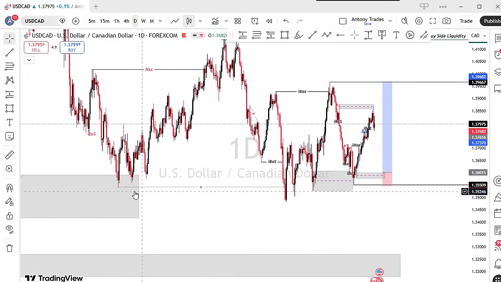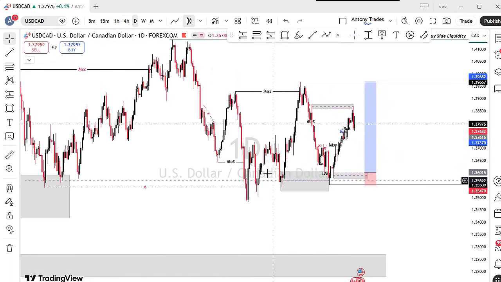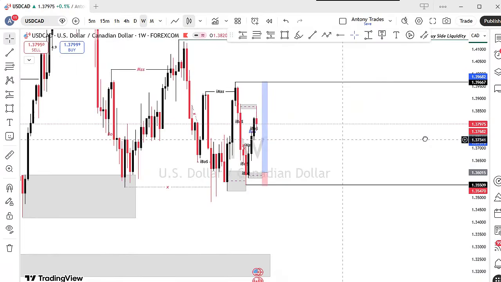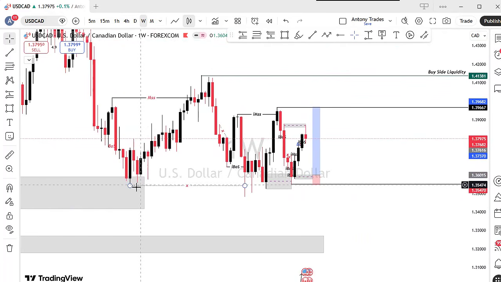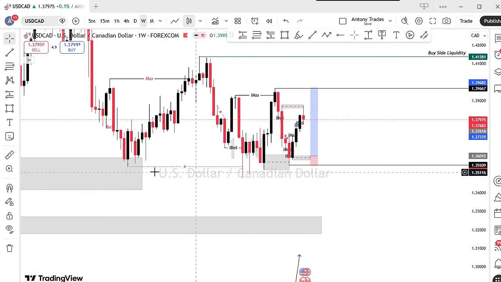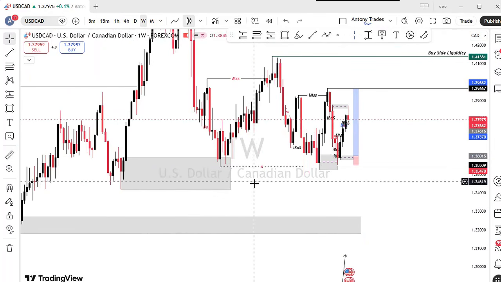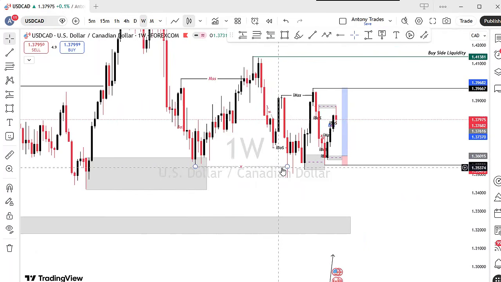So someone might say, why is it that you are marking this one as a sweep of liquidity when you can see the candle closing? When you go to the weekly, that's where I get the analysis from. When you look at the weekly, you can see we had this internal change of character here, right? But when you look at this low, the weekly never closed below here. So what it did was just sweep liquidity below this low.